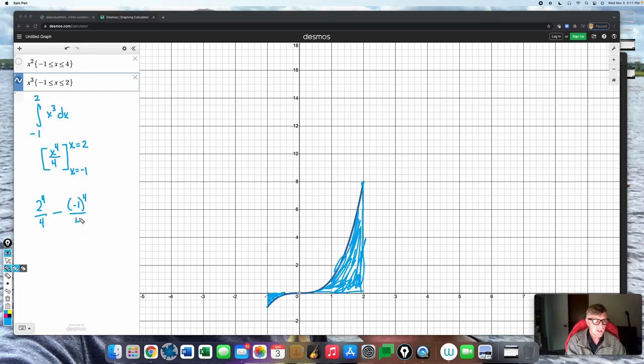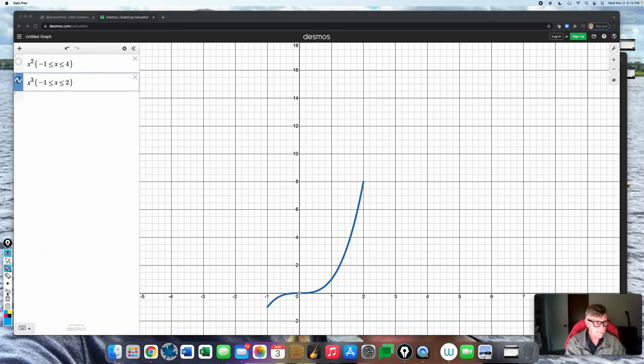Okay, so you do that, you get 16 divided by 4 minus 1/4. So this is 15 over 4. And that's the exact amount of area here, subtract this amount of area here. Exactly. Perfectly correct answer, right? Okay, so how does that work out?